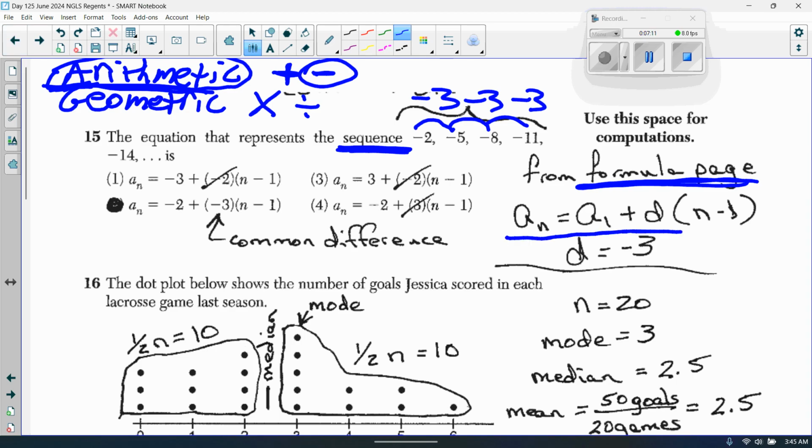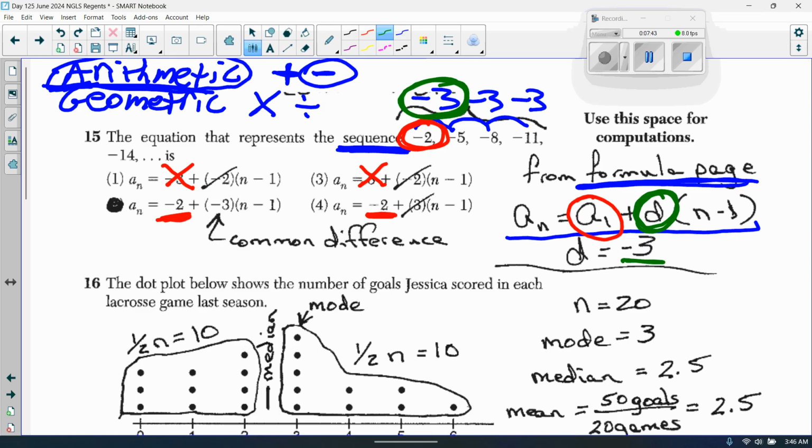So here's the formula again, right from the page. Okay, so what's the formula? A sub 1 means the first number in the sequence. Well, the first number in the sequence is -2. So let's start getting rid of some. That does not say -2. That does not say -2. This guy does, and so does this guy. Okay, we're already down to 2 choices. Then the d stands for common difference. Well, the common difference is what you're changing by each time. It's -3. So this guy's got -3. That guy has a +3. And there's your winner.